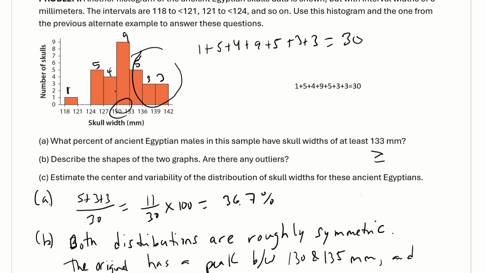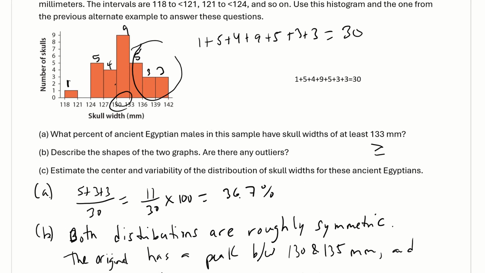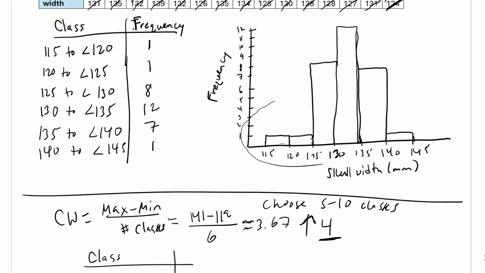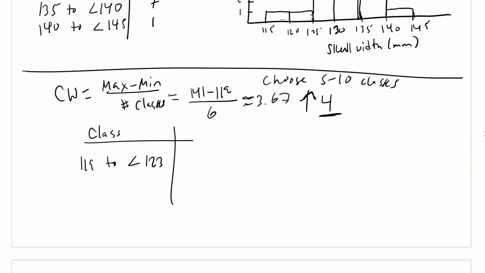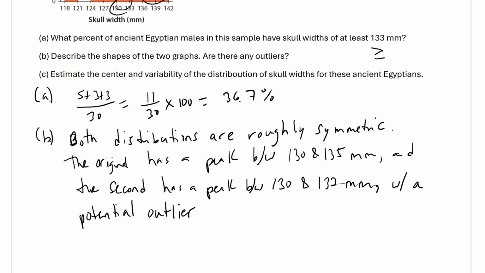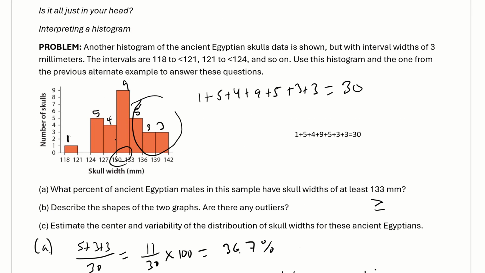In the second histogram, there does appear to be this potential outlier, right? Which does not seem to show here, right? It doesn't seem to show there. But it does seem to show in the first one. The second, I'm gonna just say the second has a peak there with a potential outlier between 118 and 121.